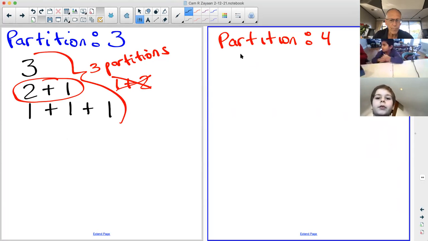I have written the partition of 3: 3, 2 plus 1, 1 plus 2, and 1 plus 1 plus 1. But what about the partition for 4? I'm asking you, what have you already written? Oh, for partition 4? Yeah.